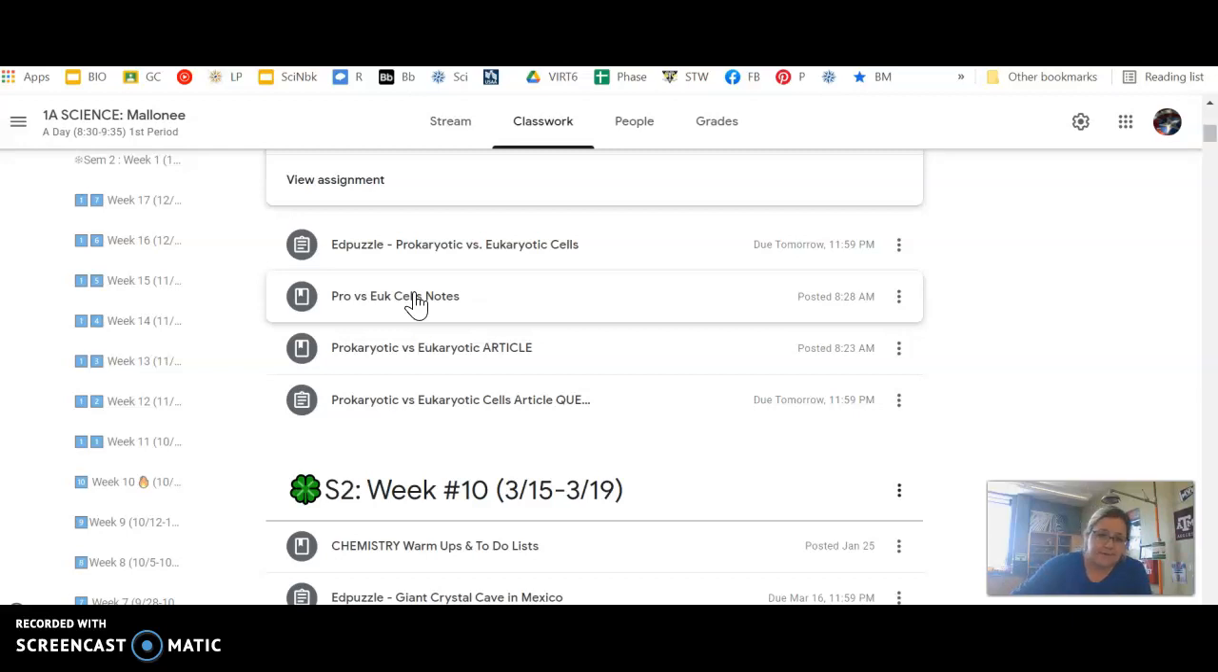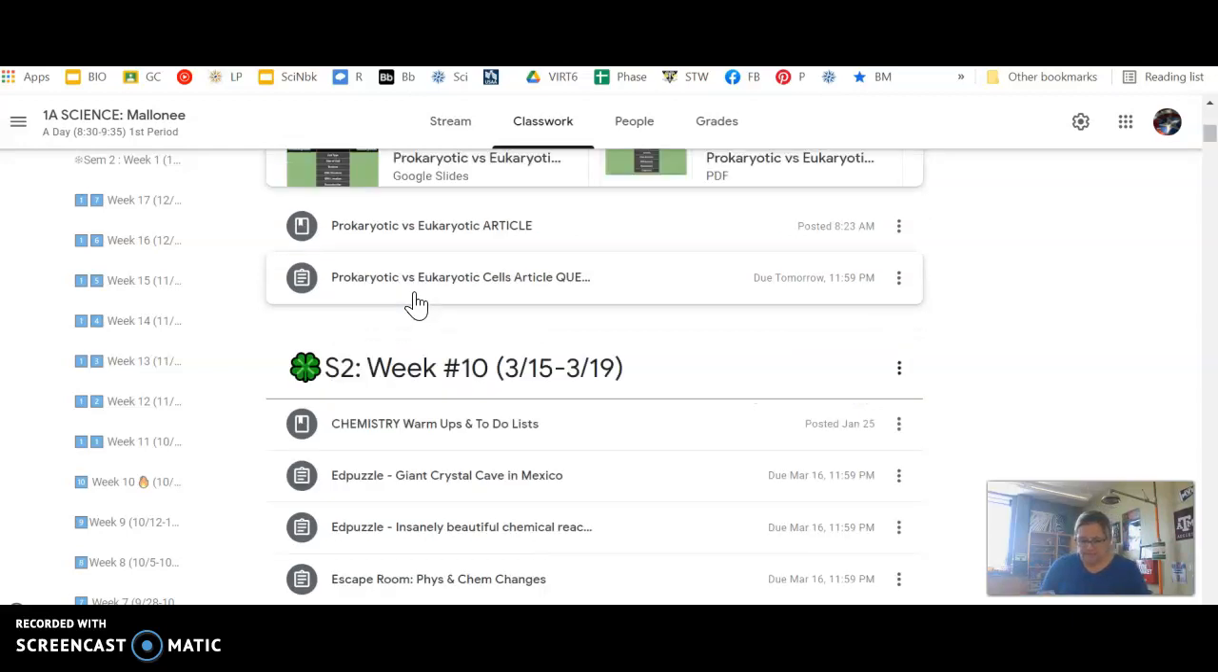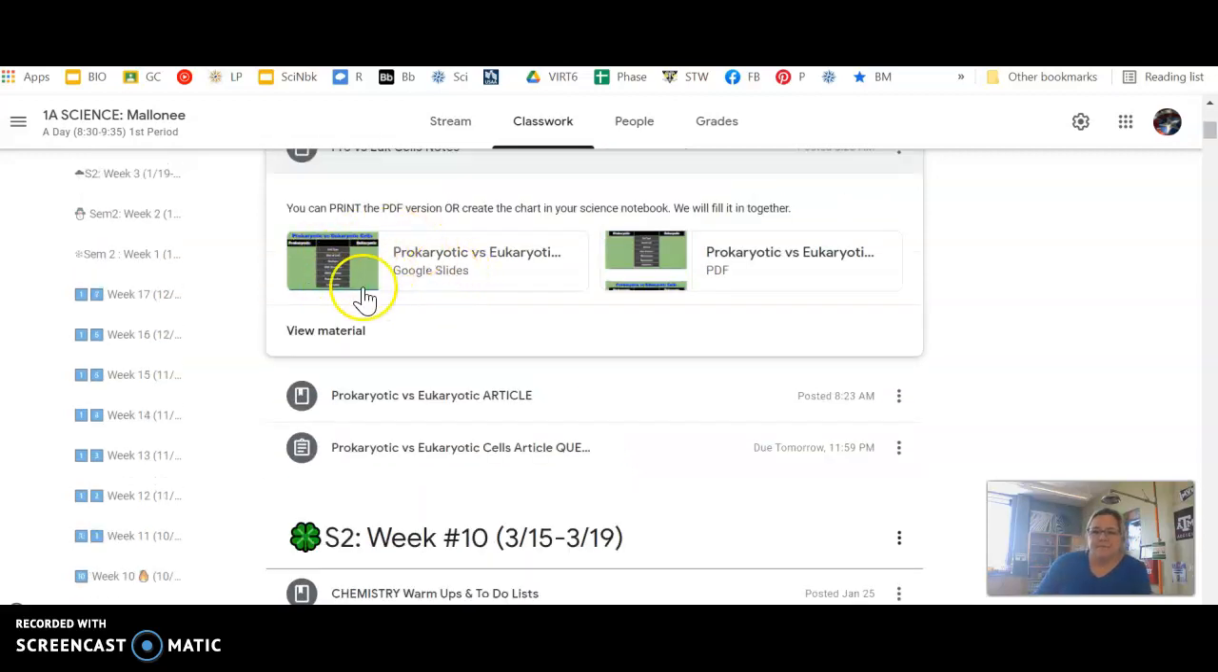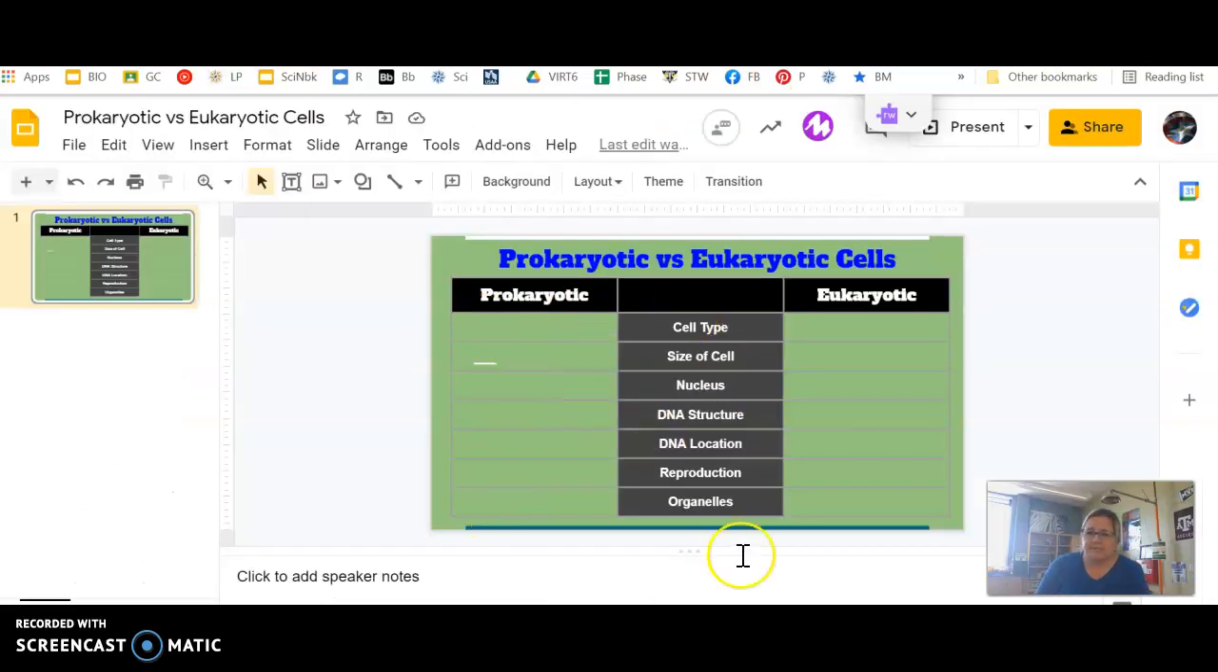You will create this pro versus U cell notes. There it is. I have put the Google Slides version and then a PDF version where it prints off 2 on a page. So if you have the ability to print, feel free. If not, it's an easy chart to create. It just looks like this. It's just 3 columns long. Okay. We didn't get through this in class today. We started, but we didn't finish. So we will continue that next class period. But just from watching the Edpuzzle, you should be able to fill in quite a bit of this information.